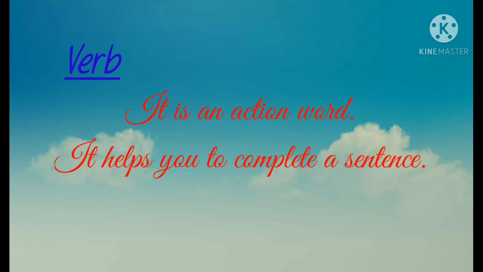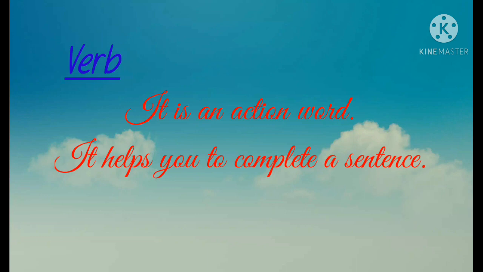One is called the main verb and the second one is called the auxiliary verb. So the main verb will be an action word. What is it, children? A main verb will be an action word, whereas the words that help you to complete a sentence are called auxiliary verbs.